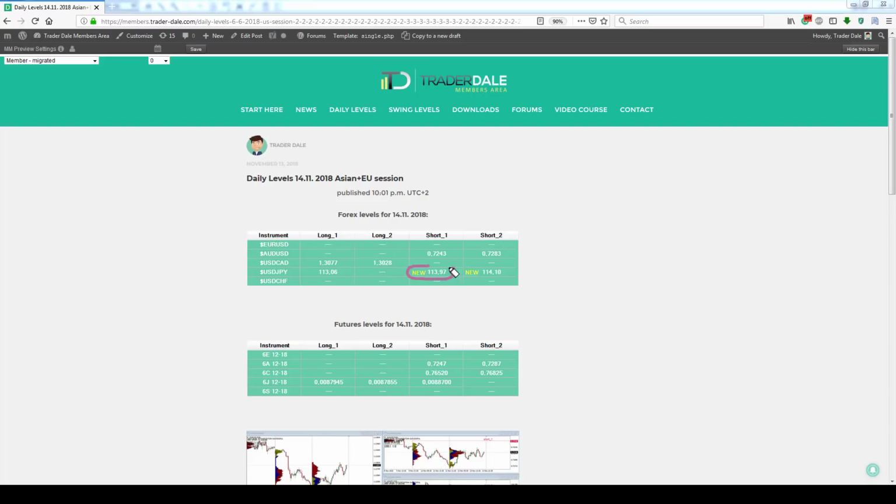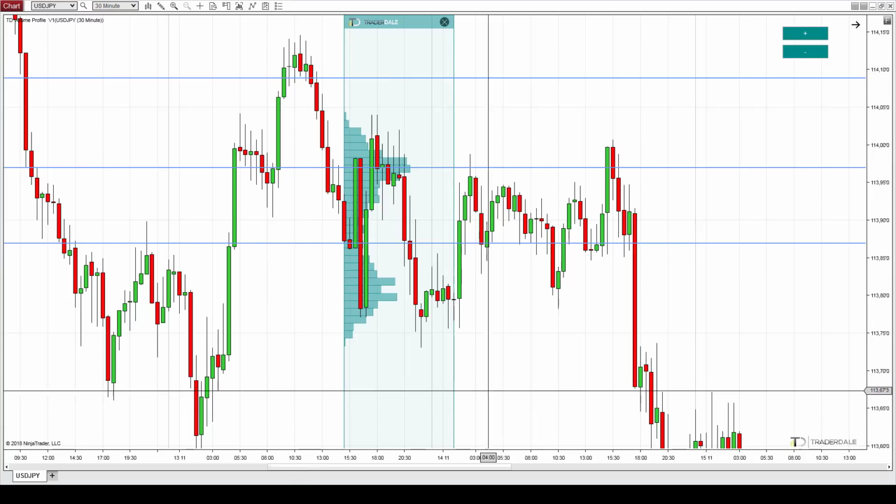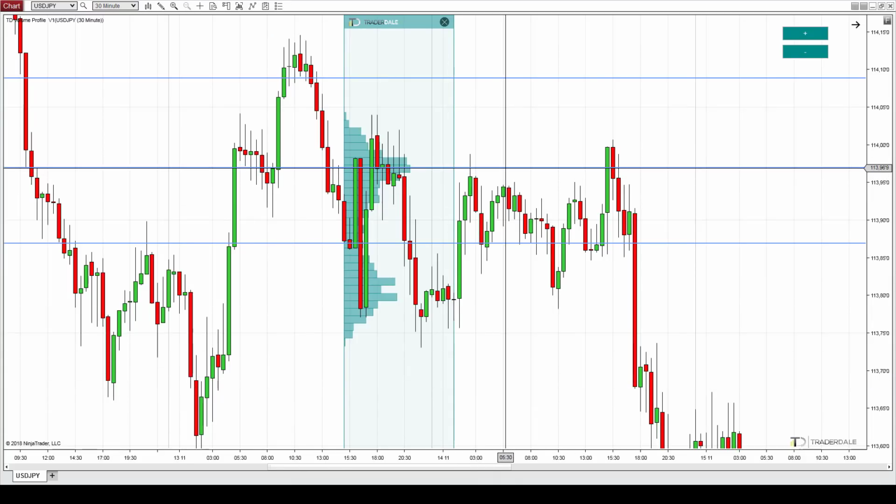Let's go back into the members area now, and the second level that got hit on the 14th of November was this level. It was a short on the US dollar Japanese yen, and the short was from 113.97. So this is the US dollar Japanese yen. This is the level 113.97. This is the level right there.